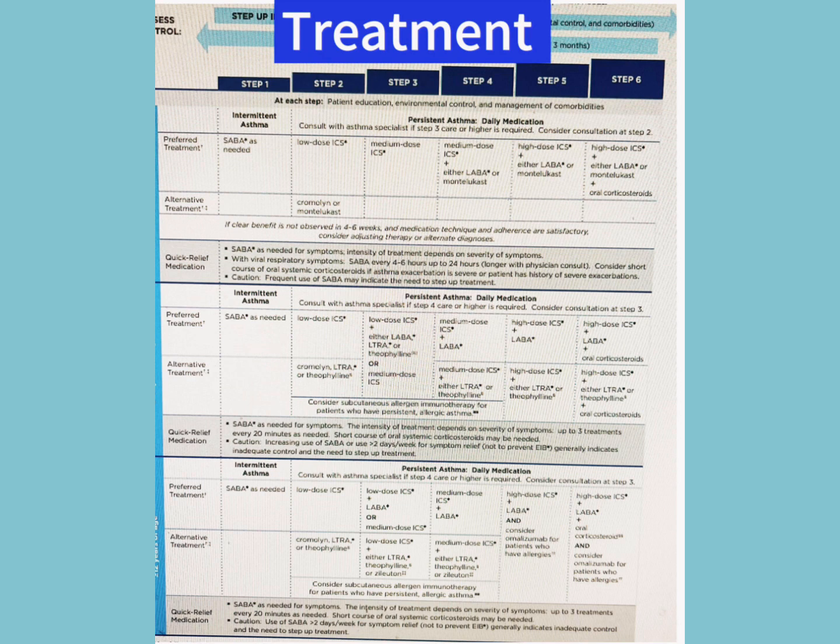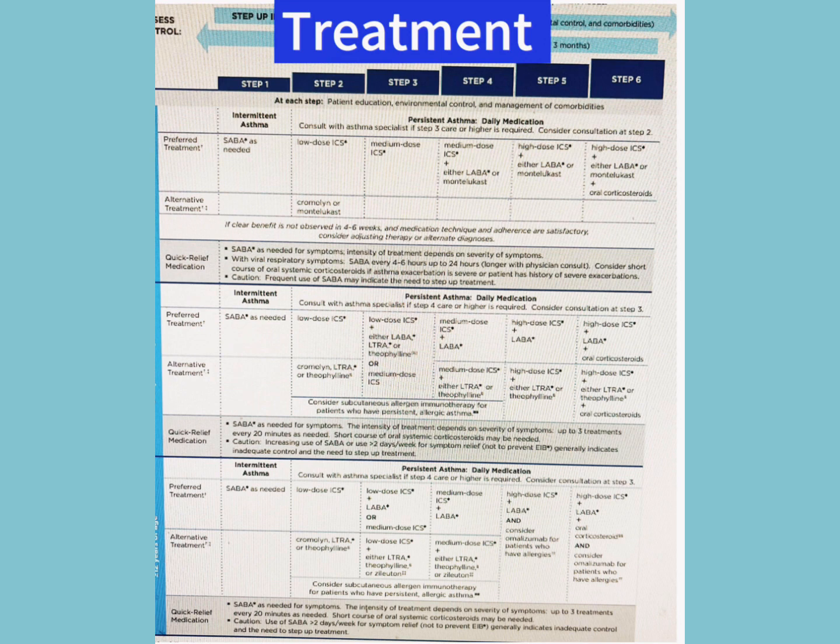But most of the time, intermittent asthma patients are the ones who only get asthma on climate changes or provoking factors. Next is persistent asthma. Like I discussed about GINA, low dose ICS alone is no longer a preferred therapy clinically.